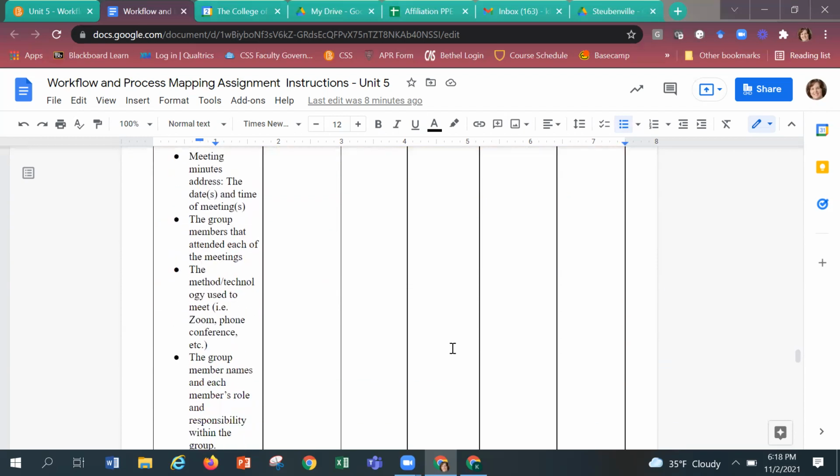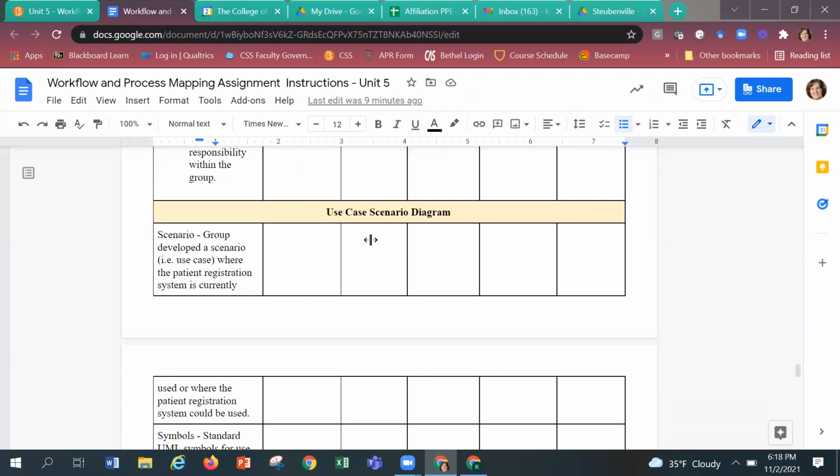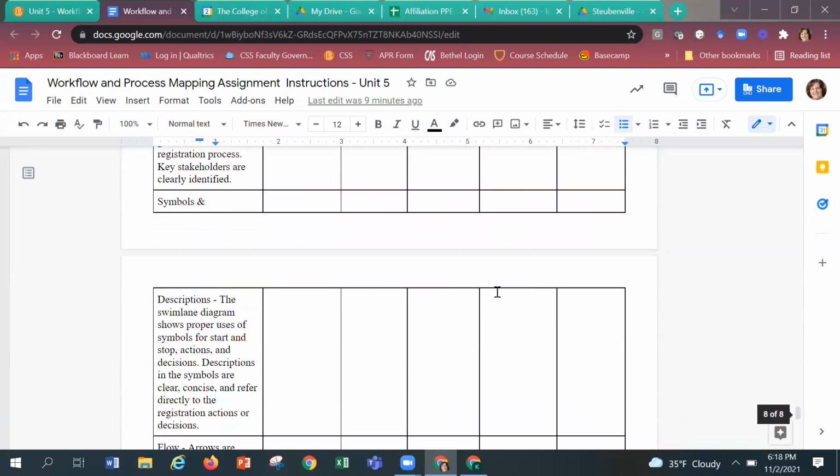All right, and then here is the grading rubric. As you note, I have that also broken out. So here's how I will grade your meeting minutes. Here's how I will grade your use case scenario. And here's how I will grade your workflow and process mapping swim lane diagram.